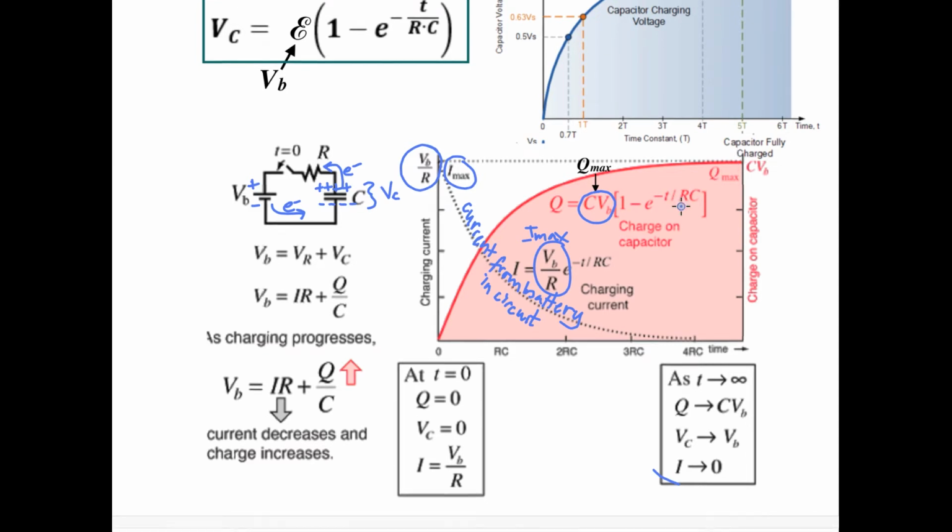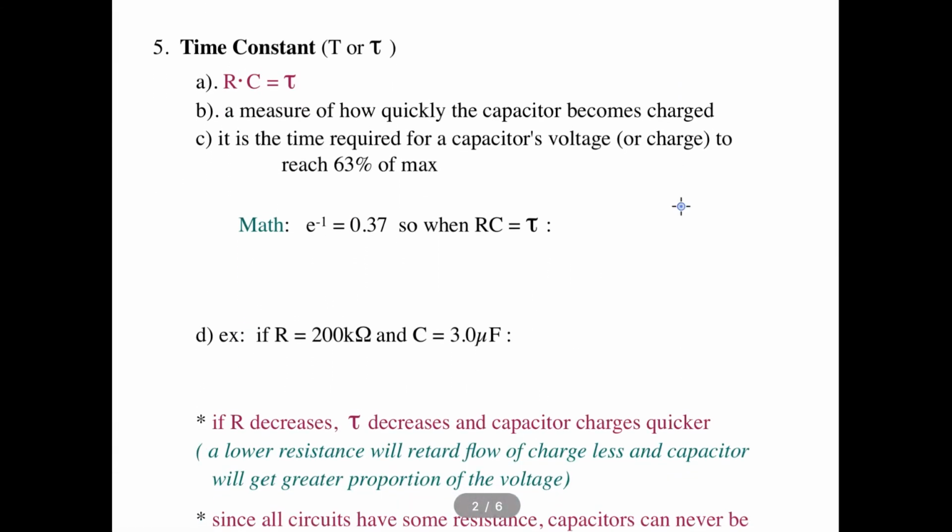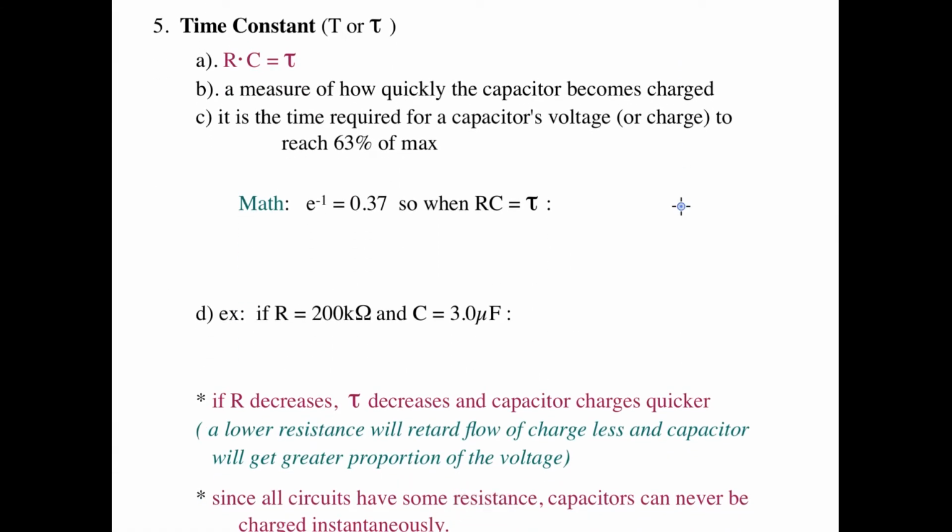All right, so let's take a look at this thing called the time constant. Again, you'll see just a capital T for it, or we can give a Greek tau for it. The time constant is just R times C, and it ends up being a measure of how quickly a capacitor gets charged. It is the time required for a capacitor's voltage or charge to reach 63% of the maximum.